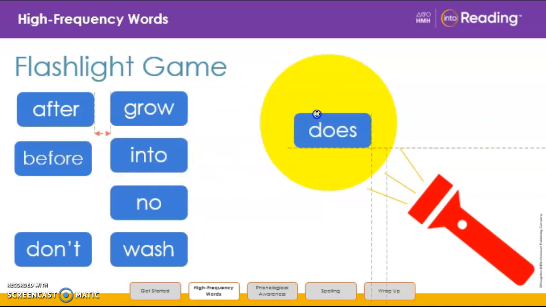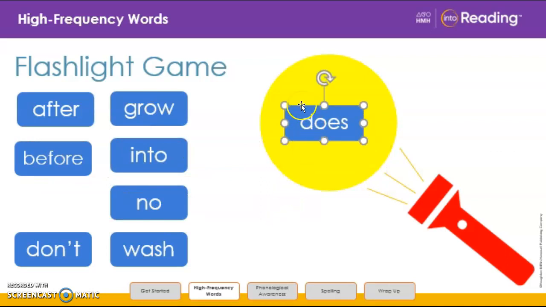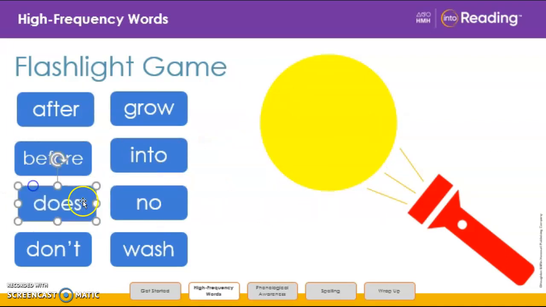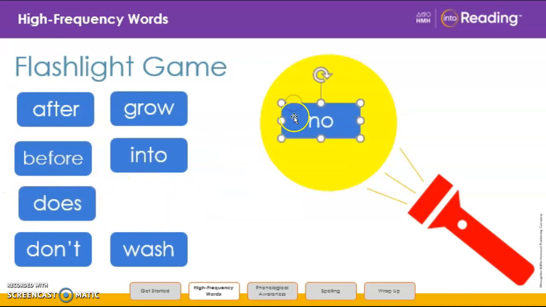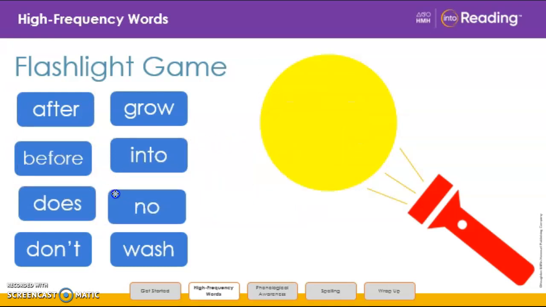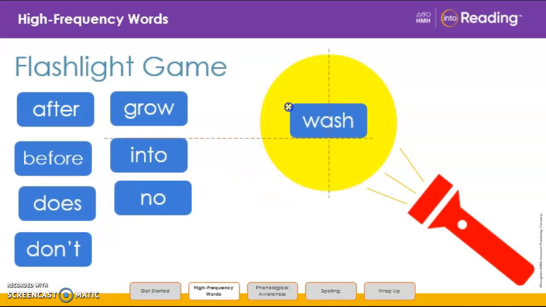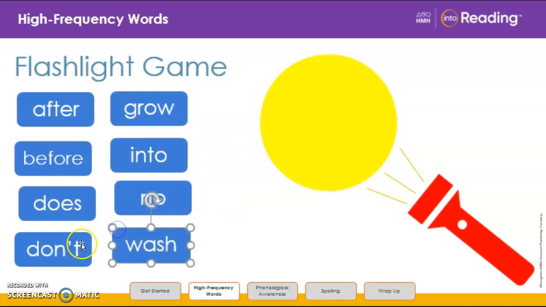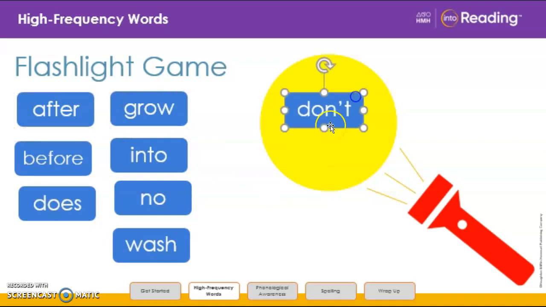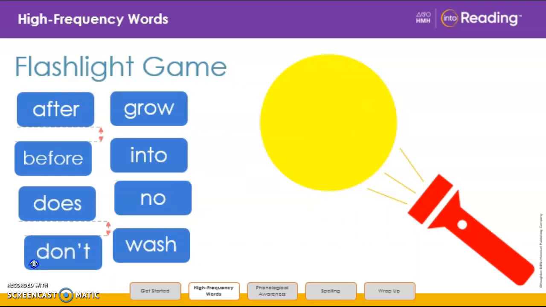Does. D-O-E-S. Does. No. N-O. No. Wash. W-A-S-H. Wash. And finally, that last word, it's a contraction. Remember, it has an apostrophe in it. Don't. D-O-N apostrophe T. Don't. Stands for do not. Don't.